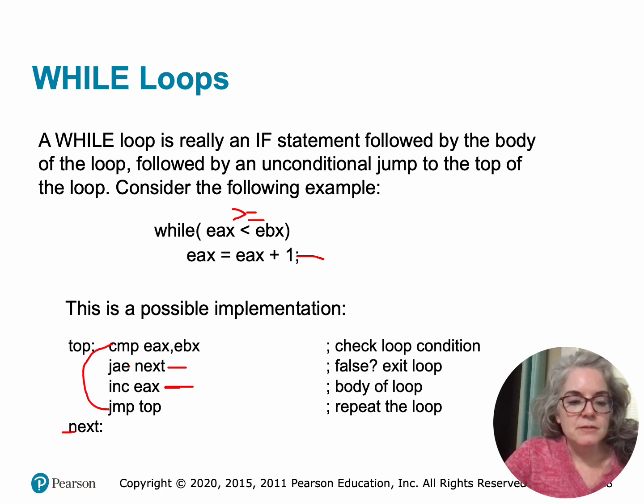And we keep doing this until this becomes false. So once EAX is no longer less than EBX, once EAX is bigger than EBX, then we're going to quit. And EAX is going to be bigger than EBX at some point because you're incrementing EAX by 1 every time.